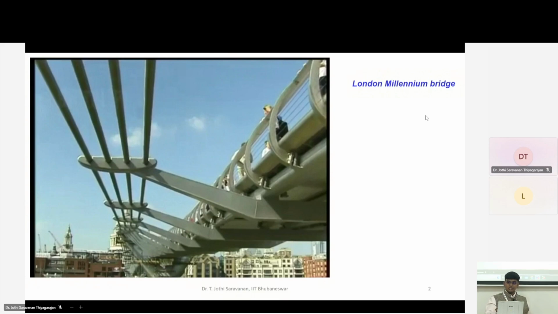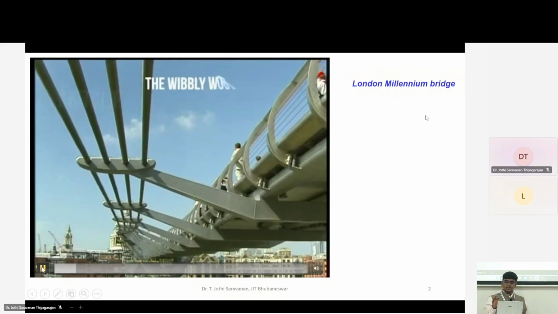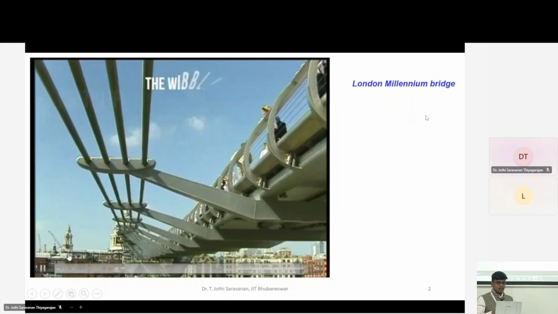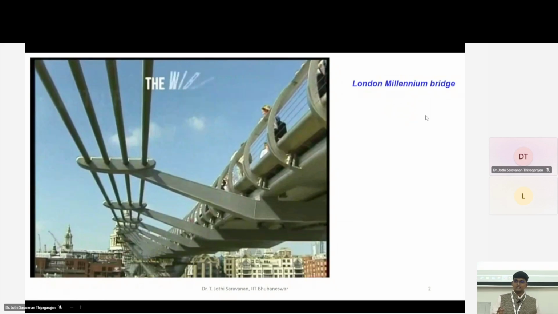I had an experience around 2016, when we were having some experiment here. This is funnily called the wibbly wobbly bridge. Even this was on YouTube. You can just Google it and you will understand. So now the point is, is it safe or unsafe? As a civil engineer, please answer. Is it good, bad? What do you think? Bad. It is unsafe, uncomfortable, but people enjoy it.